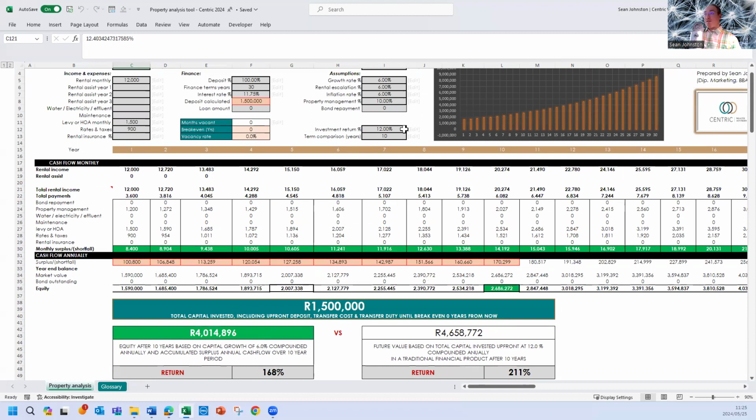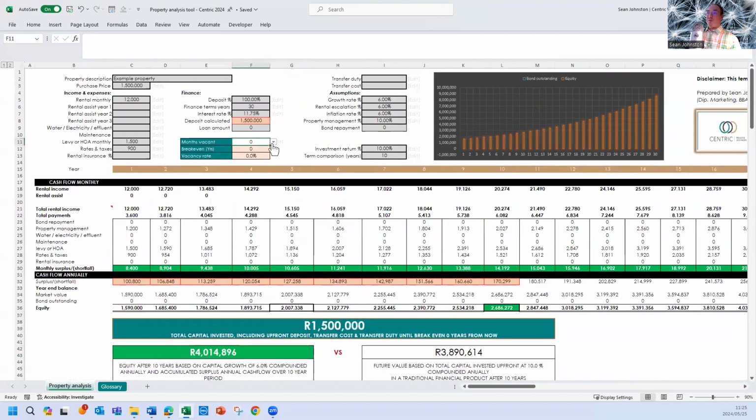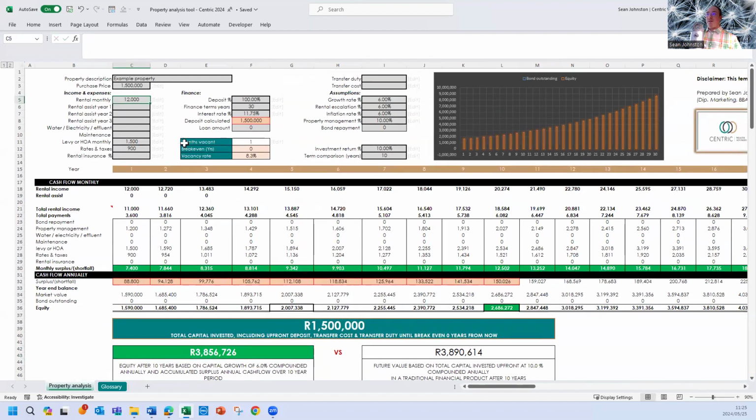If I can get the 12%, if I get the 10, as I've shown you already, it does show you 1,681 versus 159, but then you might want to factor in 1 month vacancy for the property. It's 157, 159. So I think this is more of a realistic scenario over 10 years. You've had a 1.5 million property getting 12,000 rent, 1 month's vacancy, so you get 11 months rental. 1,500 is the levy, 900 is the rates. This is the assumptions over here, 10% rental management fee, 11.5% prime. Obviously prime's going to come down over time, but it's just a model.